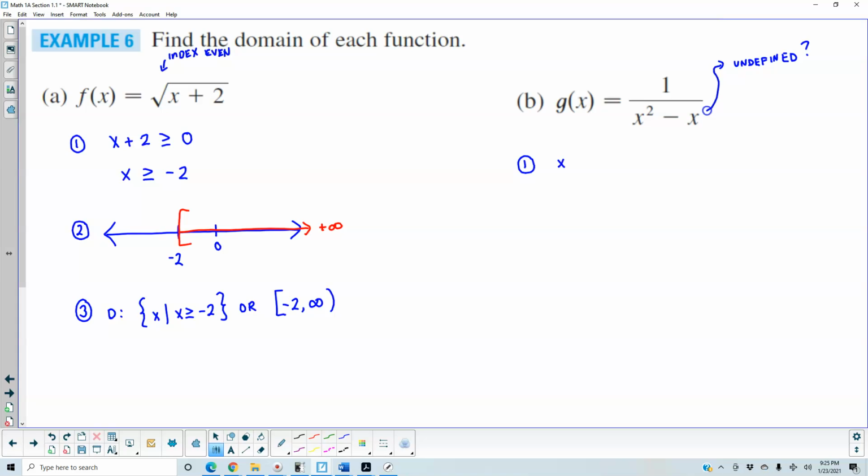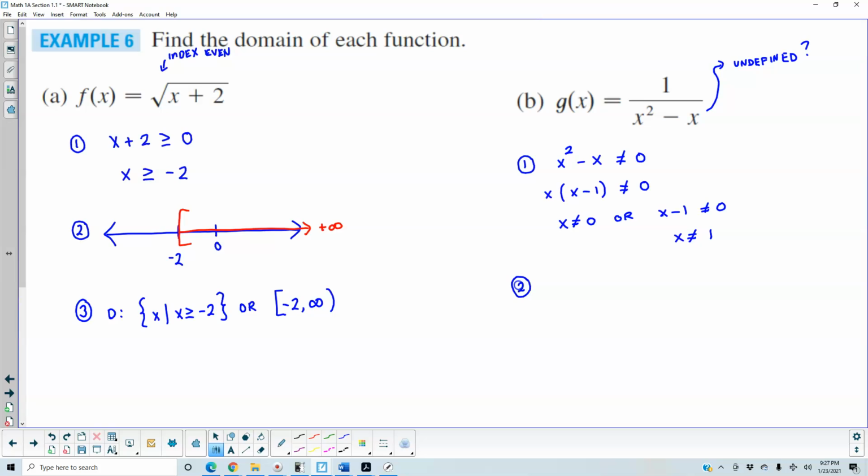So if it's not equal to 0, we're going to take x squared minus x and find out when it does not equal 0. What we can do is factor out an x, and what's left is x minus 1, and that means it cannot equal 0. So that means we know that x cannot equal 0, or x minus 1 cannot equal 0. So by solving for x, we know that x cannot equal 0, or it cannot equal positive 1.